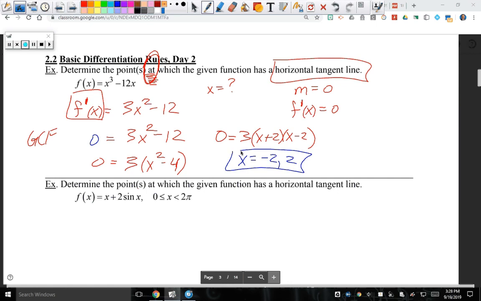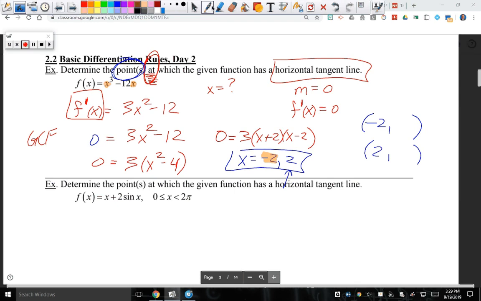Are these my answers? They're not my answers. They tell me where they're at, but they do not tell me the points. So the points. That means I'm going to take this -2 and plug it into the position function so that I can see what that point is going to be. And then I'll plug in this other 2 so that I can see what that point would become.